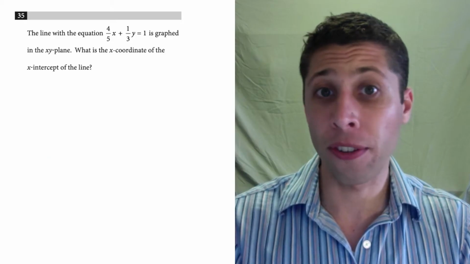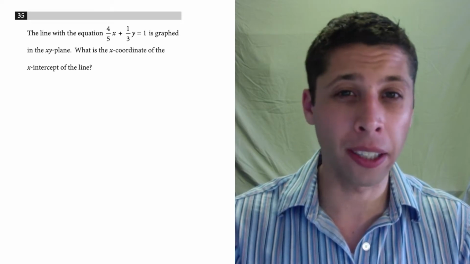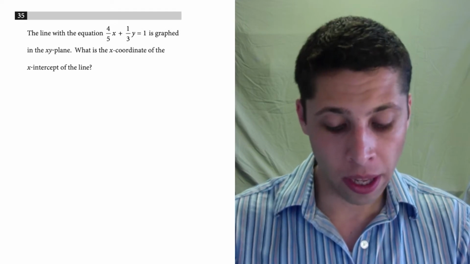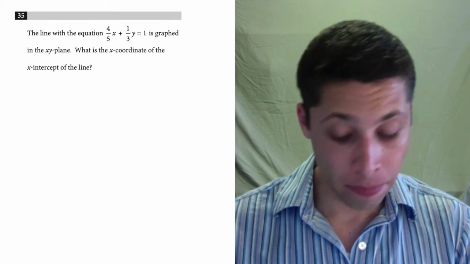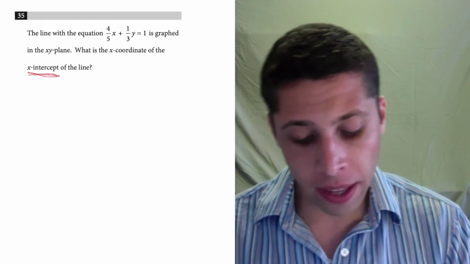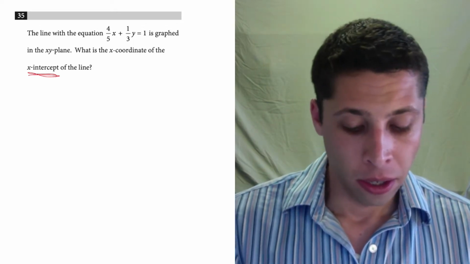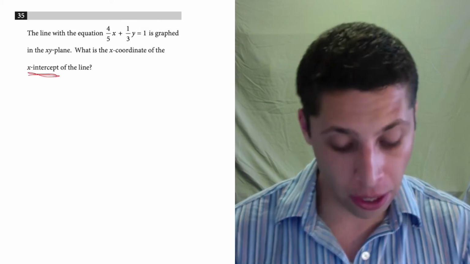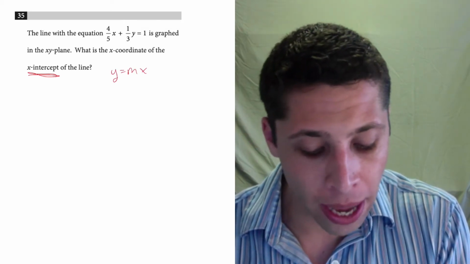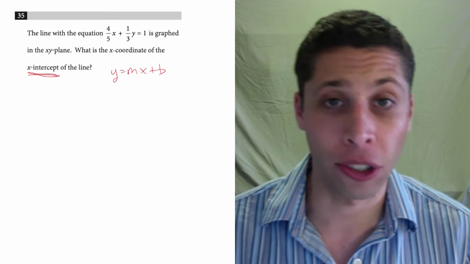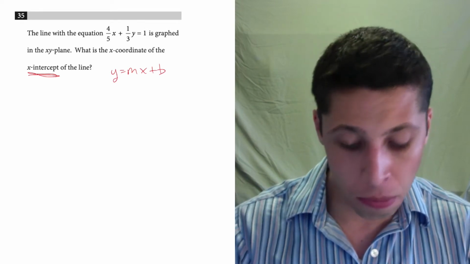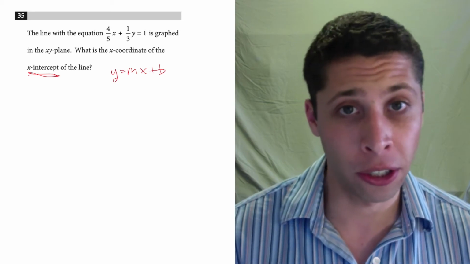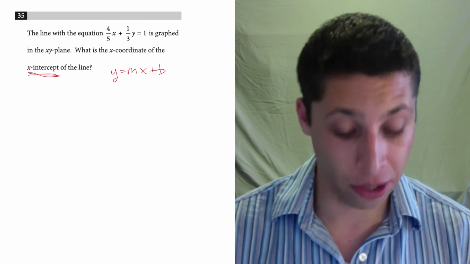All right, number 35 requires us to understand a little bit of vocabulary about how lines work. So they give us this weird equation, which is annoying, but they tell us to find the x-intercept. Normally we think of y-intercepts when we think of lines because that's part of a normal y equals mx plus b equation. And we could totally move this equation around and get to y equals mx plus b, but it's more efficient here to just remember what an x-intercept is.